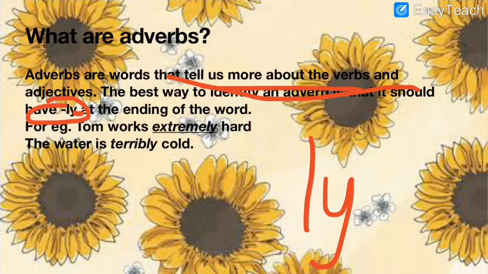So for example, over here, Tom works extremely hard and the water is terribly cold. The best way to identify is that you will have an ly and you will have an ly.